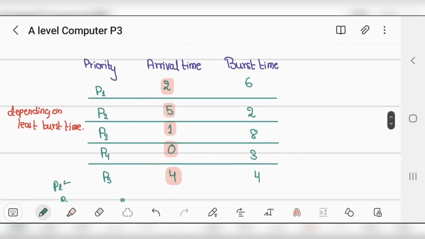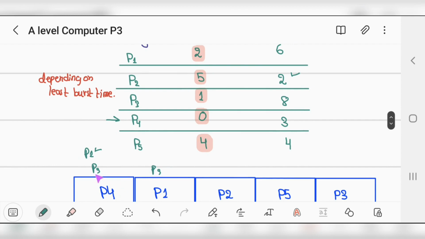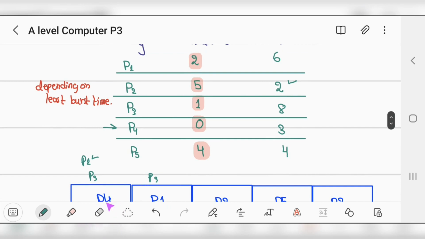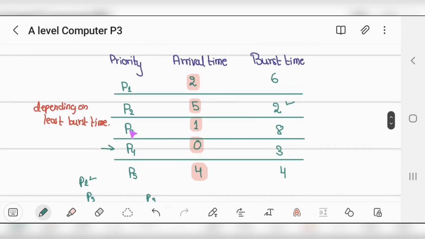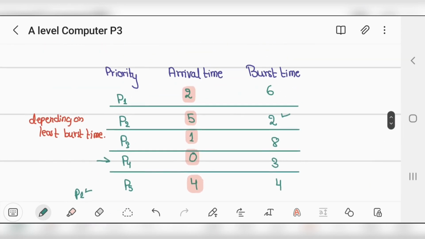We have the given table. We have the arrival time, the burst time, and the processes P1, P2, P3, P4, P5. The lowest is 2, so that would come first, but since it hasn't arrived yet, we start from here. Right now P4 came first. Its burst time is 3, so P4 will completely execute, because it is non-preemptive. So 0 to 3, and during these 3 seconds, P3 and P1 came. Now we compare these two to see which has the least burst time. P1 has 6, P3 has 8, so P1 will be chosen.